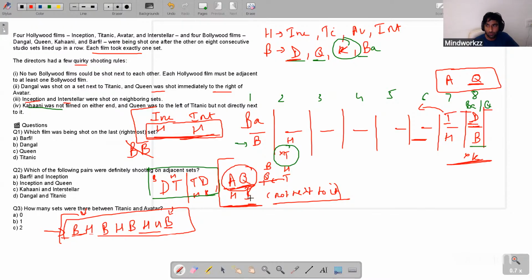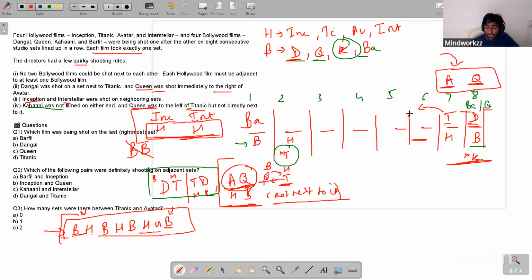Now there is one more problem. If you try to look at this case, which film was this? Avatar. Avatar on the seventh slot and Queen at the eighth slot. If you try to place this, it is given to you that Titanic has to be on the right of Queen, because Queen is to the left of Titanic. It is given to you, correct?